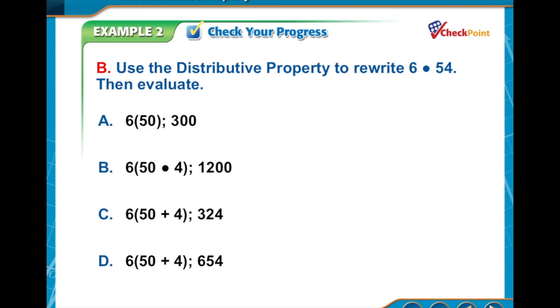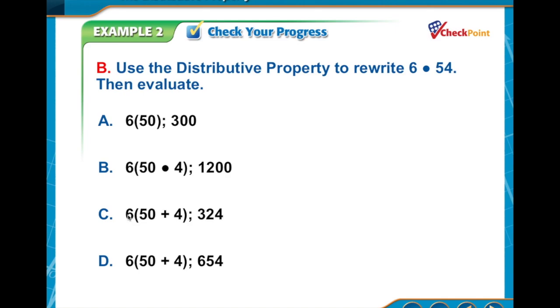So 2b, we want to use the distributive property to rewrite 6 times 54. So if we look at the possible answers, I know right away this one has to be wrong because this is 6 times 50, which has nothing to do with 54. So that one has to be wrong. Here we see 6 times 50 times 4. That's going to be a huge number. That's not even close to what we should be looking for.